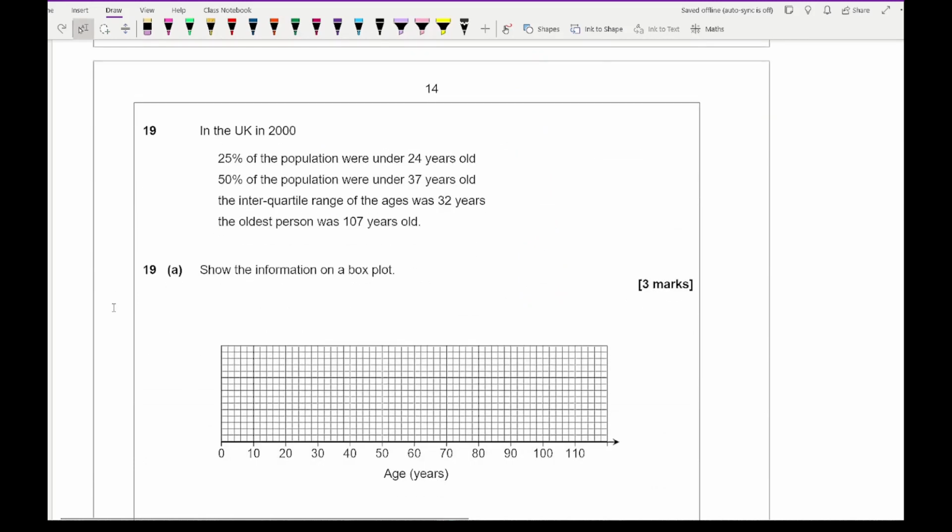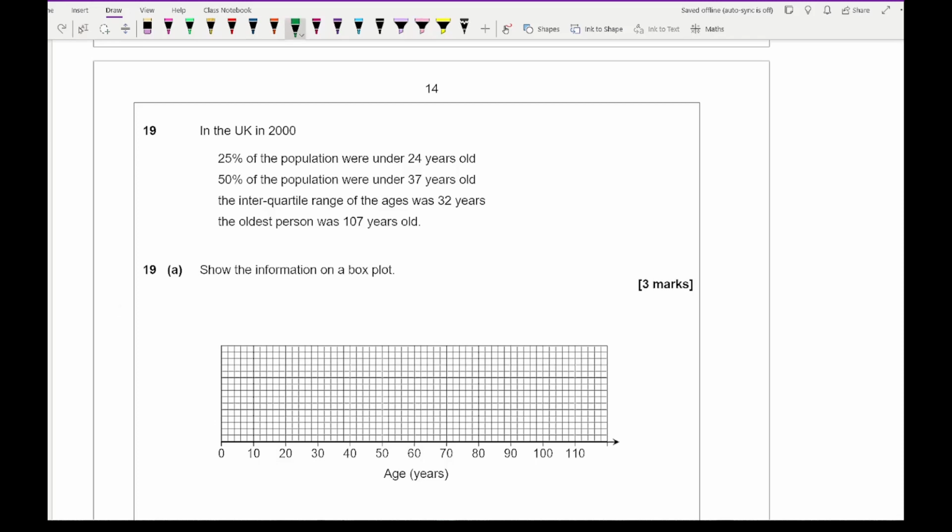So then looking at question 19, it says in the UK in 2000, 25% of the population were under 24 years, 50% of the population were under 37. The interquartile range was 32 and the oldest person was 107. And what we need to do is represent this data in a box plot.